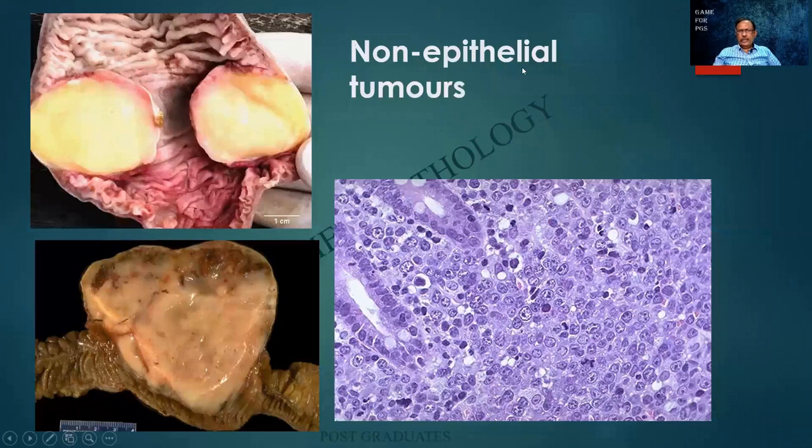Non-epithelial tumors. Look at this one. There is just a submucosal lipoma. Could not imagine, but it is still over there. Or there can be other tumors. This is a lymph node that is enlarged. There is a fish flesh appearance that I could see over here.